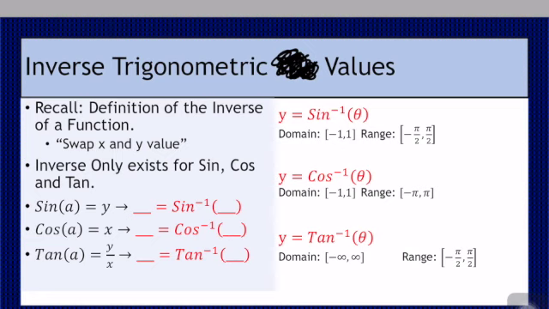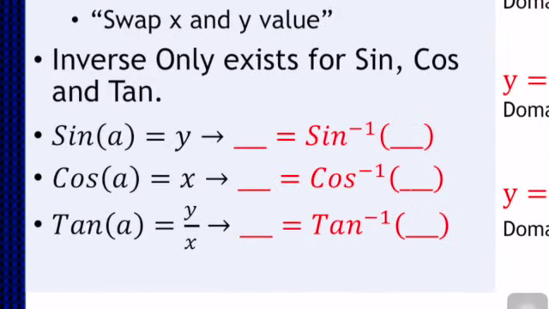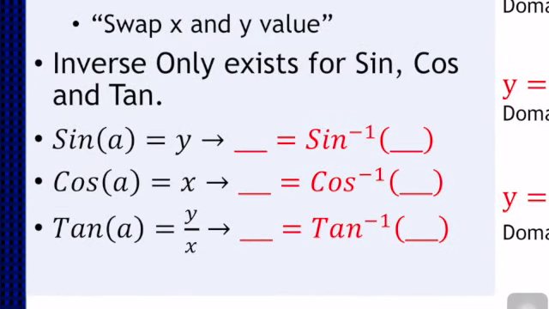So recall the definition of an inverse. All I'm doing is swapping the x and the y value. So if we look at these examples down here, we're going to have the sine, the cosine, and the tangent inverse. Typically, we just like to restrict inverses to only sine, cosine, and tangent because those are on the calculator. There's no inverse cosecant, no inverse secant, or inverse cotangent on your calculator. So that's why we just focus on these three.